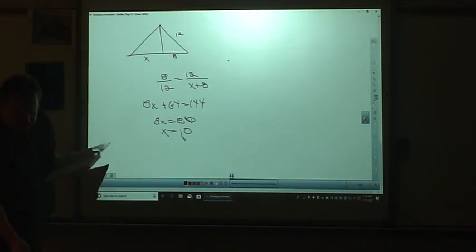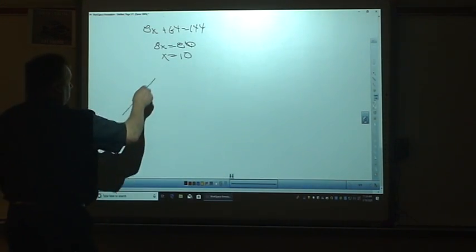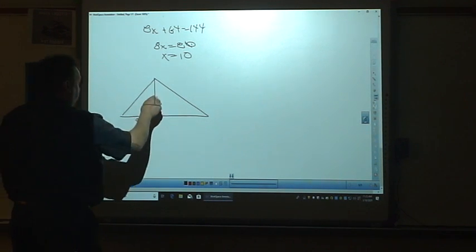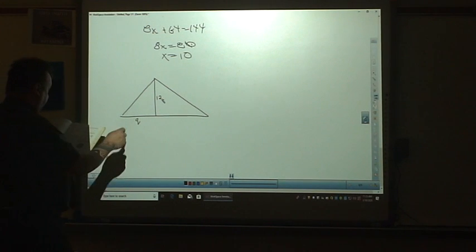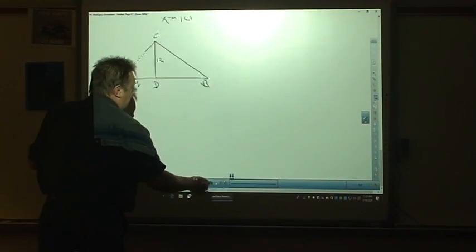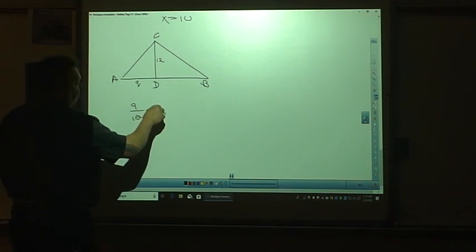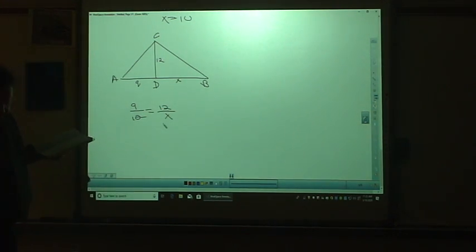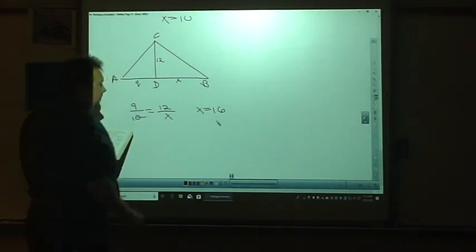When we look at number 20, we're going to draw a diagram out. We have 9, 12. We're going to find DB first. So we've got A, D, B, and C. To find DB, we're going to do 9 over 12 equals 12 over, I'm going to call it X just to make it easier. And so we should get that X is equal to 16.